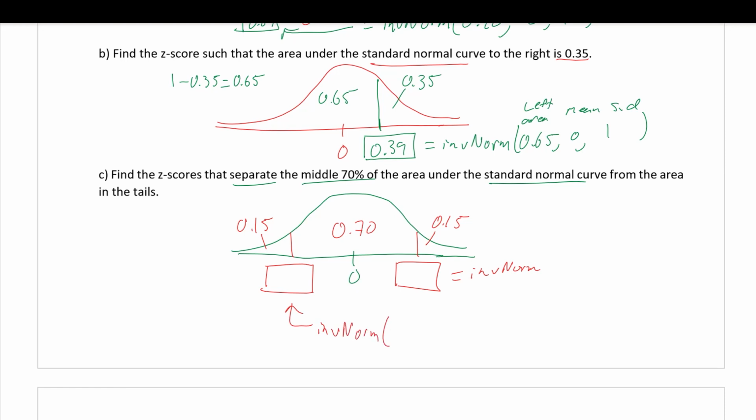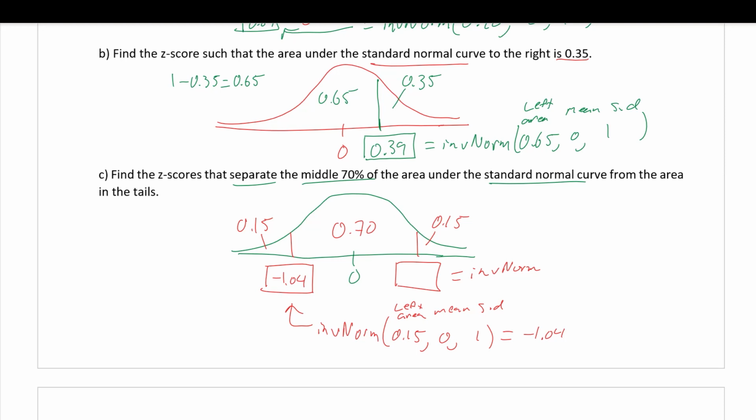Okay, so let's start with this left one. Inverse normal. We have the left area, the mean, standard deviation. The area to the left of this is 0.15. The mean being 0, and standard deviation is 1. Now, if we run that through our calculator, we get negative 1.04. Okay, that's negative 1.04.